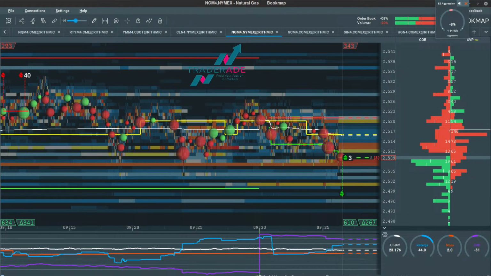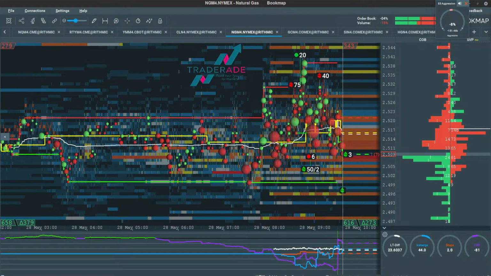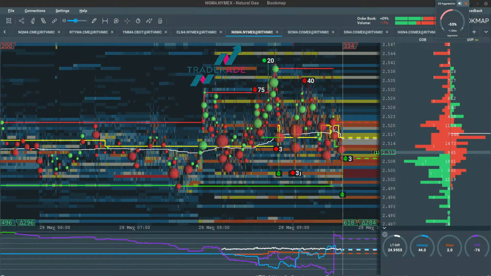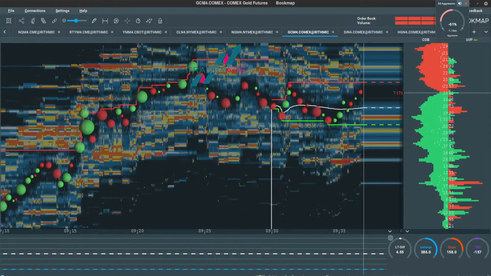Natural gas actually moving lower and really volatile overnight session here. You can see it's trading in this range, but overall down about 0.5%, in contrast to crude up about 1.75%.